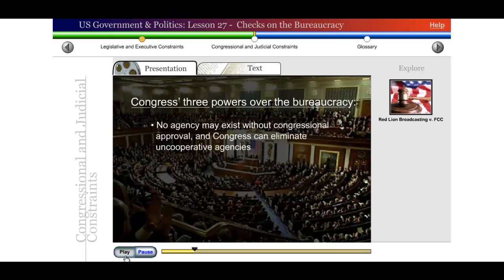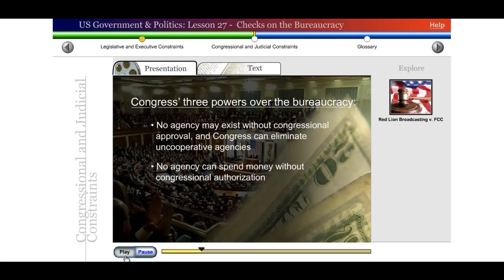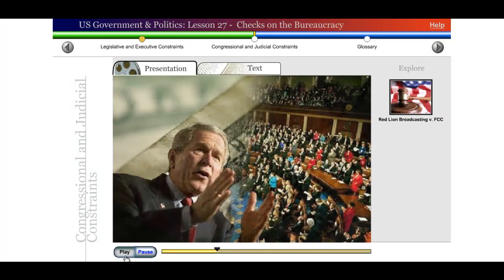First, no agency may exist without congressional approval, and Congress can eliminate uncooperative agencies. Second is the power over spending. No agency can spend money without congressional authorization. Without authorization, an agency goes bankrupt. And the third congressional power is also funding related. No money can be spent unless Congress approves an appropriation. In other words, if an agency's spending request isn't part of the budget the President submits to Congress, funding can be withheld.